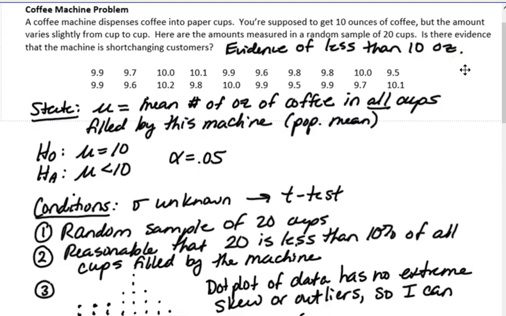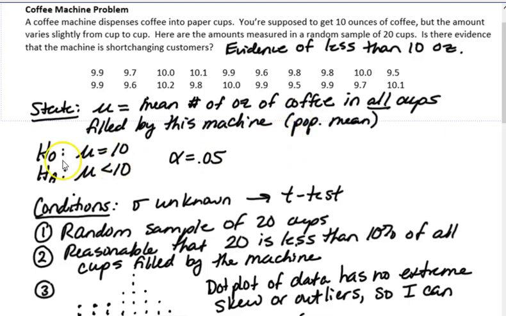You're supposed to get 10 ounces of coffee, but the amount varies slightly from cup to cup. Here are the amounts measured in a random sample of 20 cups. Is there evidence that the machine is shortchanging customers? In other words, is there evidence of less than 10 ounces per cup? So we are going to look at these 20 samples and find the mean of those. The parameter that we're interested in is the population mean, the mean number of ounces of coffee in all cups filled by the machine.